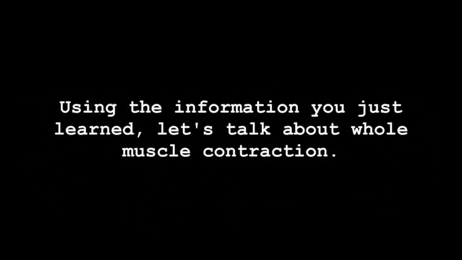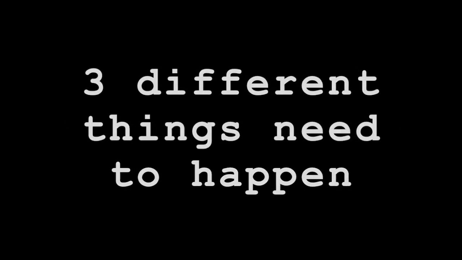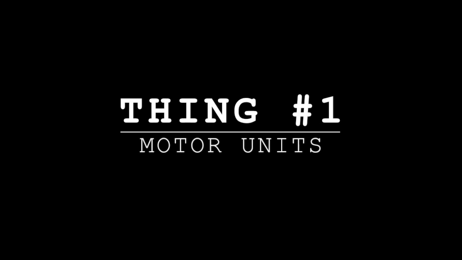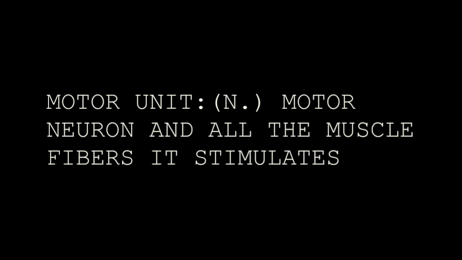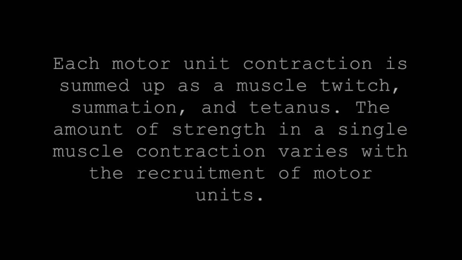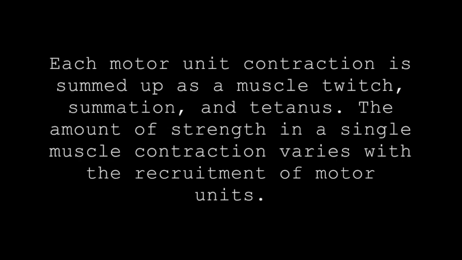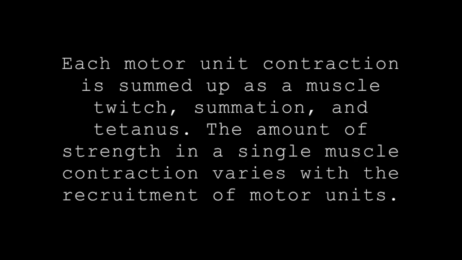Now, using the information we just learned, let's talk about whole muscle contraction. There are 3 different things that have to happen in whole muscle contraction. The first includes the motor units inside of the muscles. A motor unit is a motor neuron and all the muscle fibers it stimulates. Each motor unit contraction is summed up as a muscle twitch, summation, and tetanus.